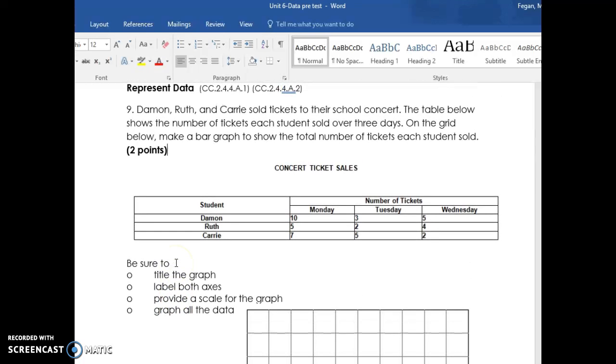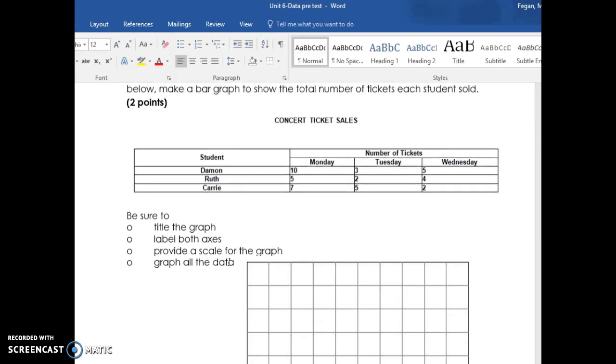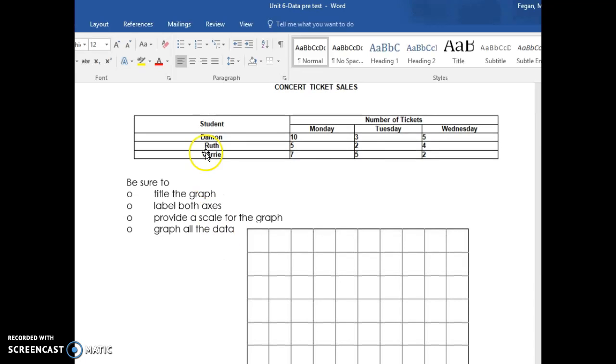All right, so number 9 was your homework. Damon, Ruth, and Carrie sold tickets to the school concert. The table below shows the number of tickets each student sold over 3 days. On the grid, make the bar graph to show the total number of tickets each student sold. So we figured out the total number of tickets sold as a class on Tuesday, and then your homework was to create this bar graph.